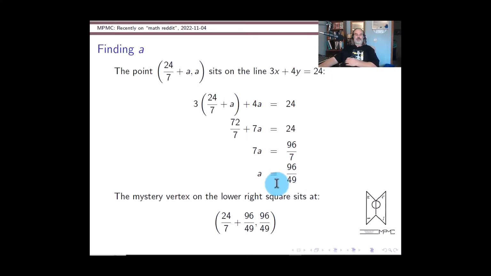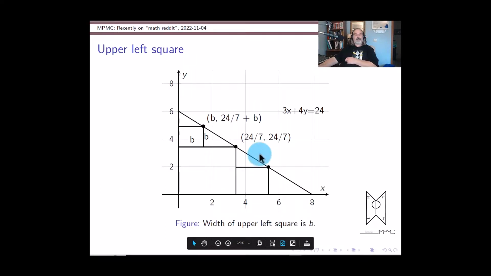It's a hair under 2. I think it's like 1.96. And we can actually get the coordinates of that vertex. Remember the original 24/7 plus a hair more, and then that same little distance a up to the y coordinate there. So that was the story about the lower right vertex.